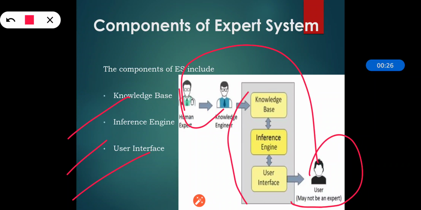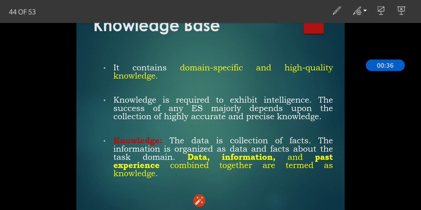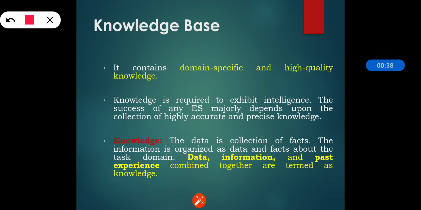responsible for answering the query by using the expert system components, that is the knowledge base, inference engine and the user interface. So, starting with the knowledge base. As its name implies, it is a knowledge base, which means it contains the knowledge. So how? It contains domain specific and high quality knowledge. We have already seen that domain specific knowledge is a major requirement so that the user can get the exact answer for his query. So the knowledge base contains domain specific and high quality knowledge.